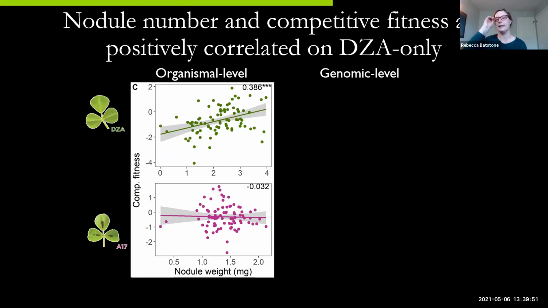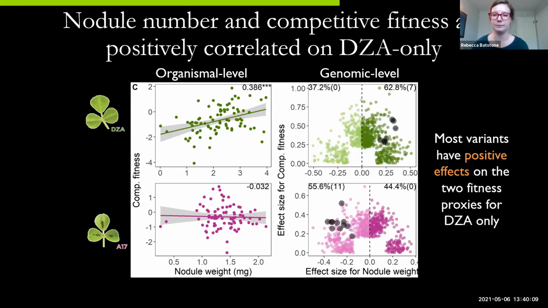Okay, and then finally, we regress strain means for nodule weight on the X and competitive fitness on the Y, and we see significant positive correlation for DZA only. So this suggests that fitness proxies are positively genetically correlated, whereas we saw a lack of correlation for A17.